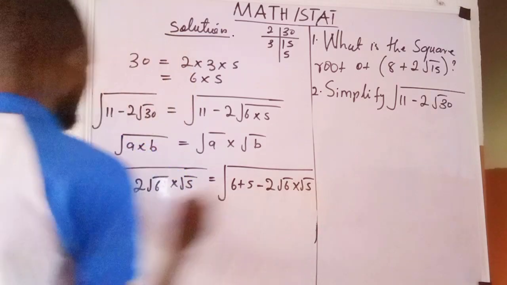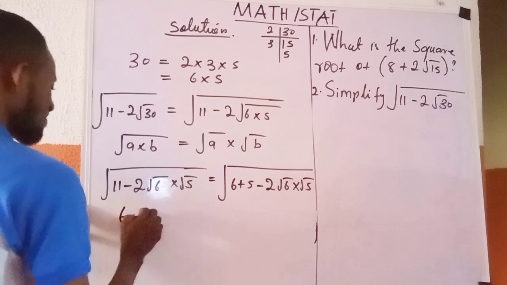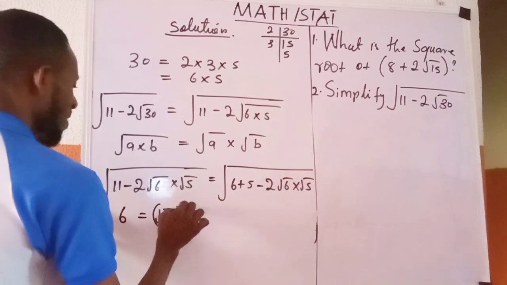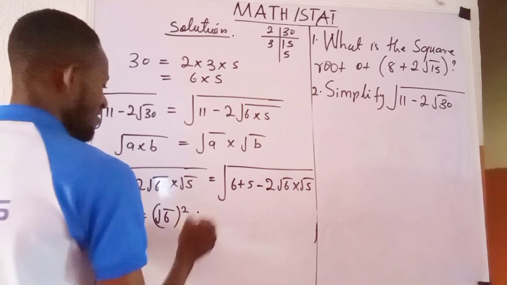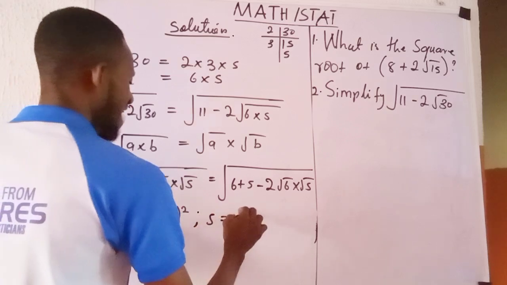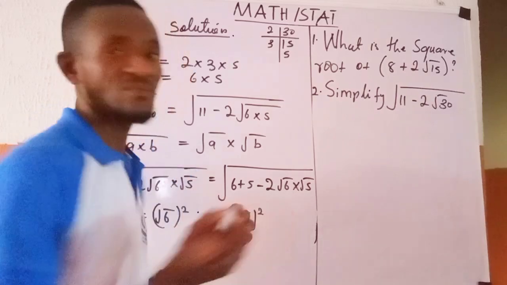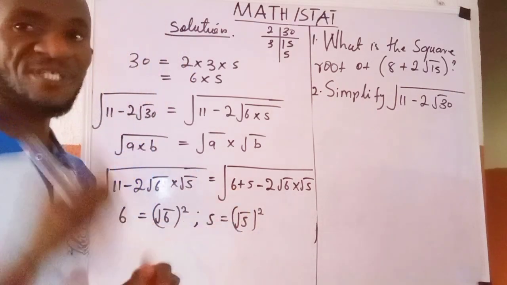Because there is no difference between 6 and root 6 all raised to power 2. And 5 is the same thing as root 5 all raised to power 2. So I'm going to apply that principle here.